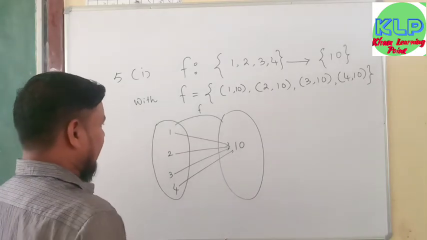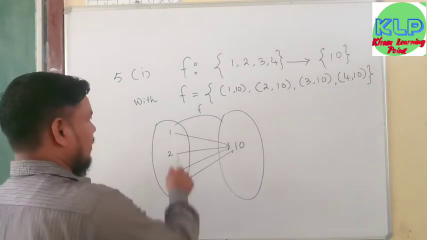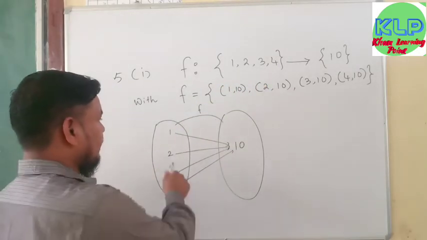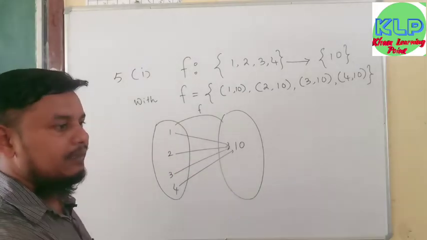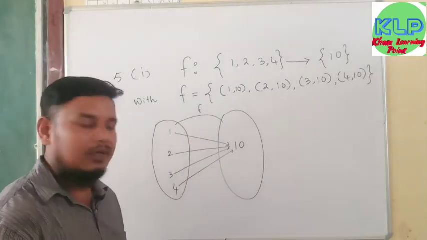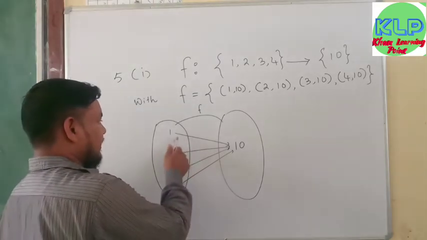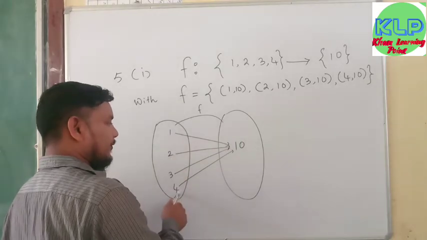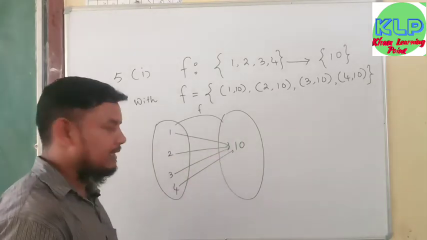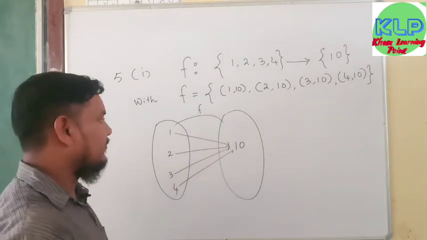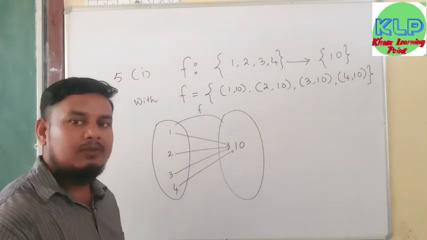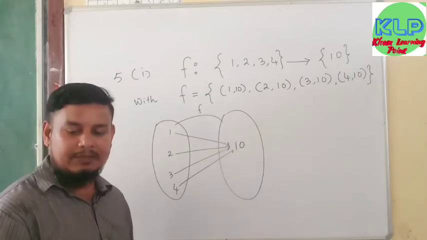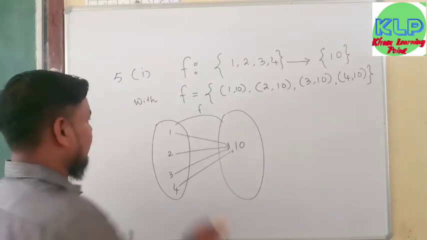Here we see that the images of the distinct elements of this set are not distinct. Therefore the function f is not 1-1, because the images of the elements 1, 2, 3 and 4 are the same, that is 10. Hence this function f is not 1-1. Since the function f is not 1-1, therefore the function is not bijective, hence the function is not invertible. Okay, so now let us write.